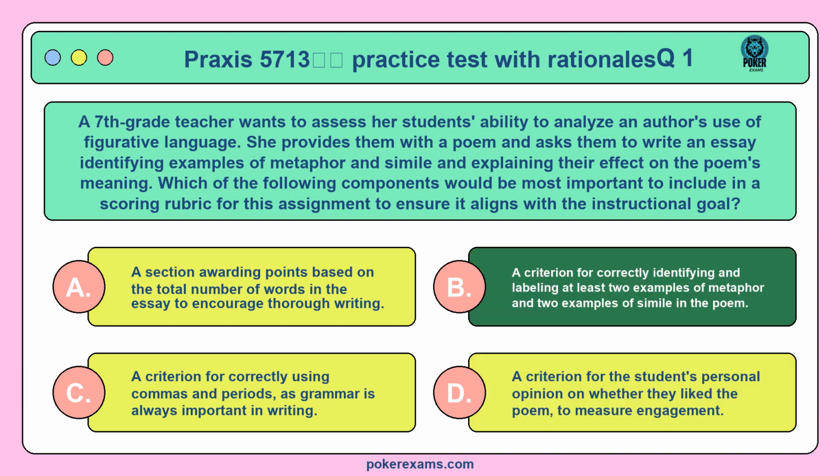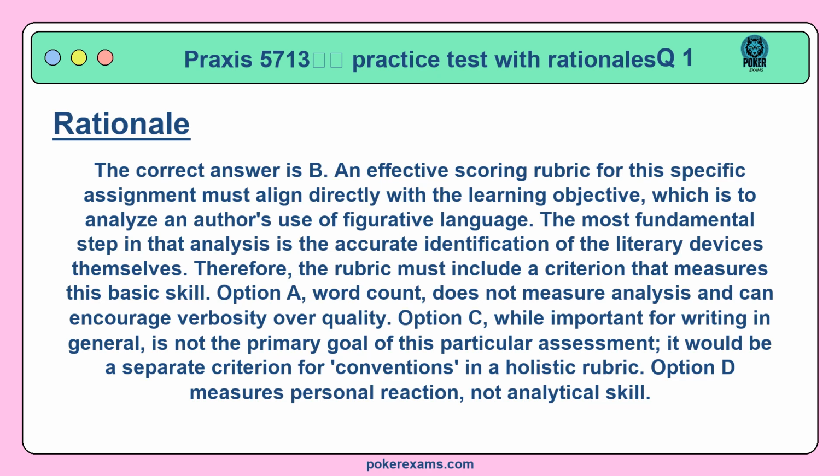The correct answer is B. An effective scoring rubric for this specific assignment must align directly with the learning objective, which is to analyze an author's use of figurative language. The most fundamental step in that analysis is the accurate identification of the literary devices themselves. Therefore, the rubric must include a criterion that measures this basic skill.